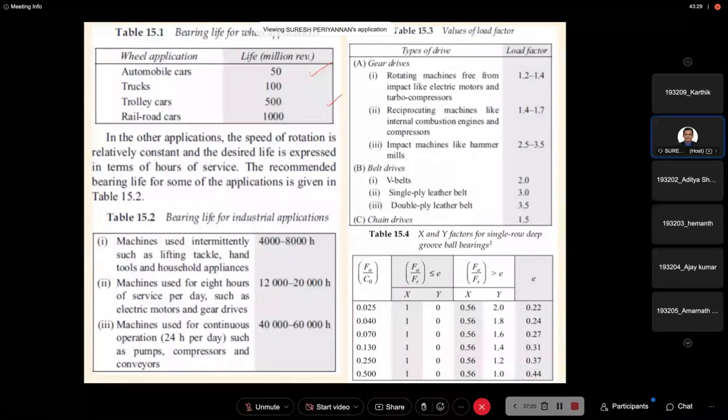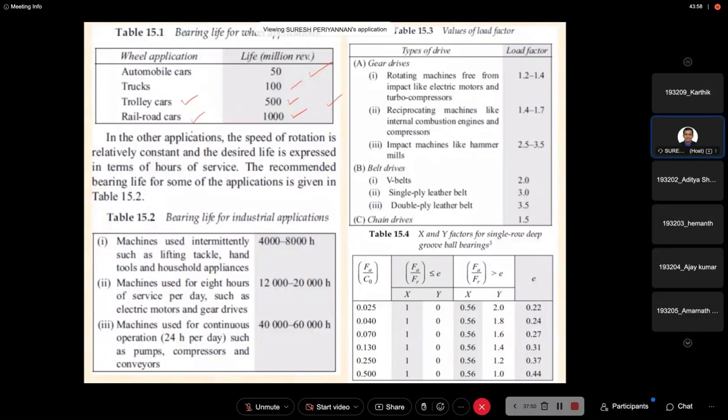Then they defined this, also based on the load condition, through practical experience. For automobile cars, the life of the bearing is 15 millions of revolutions. For trucks, 100 millions of revolutions. For trolley cars, 500 millions of revolutions. Railroad cars, 1000 millions of revolutions.